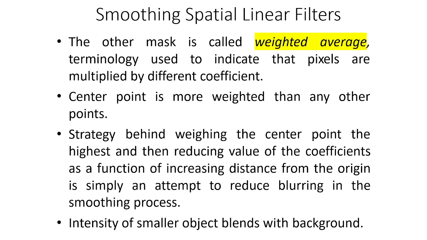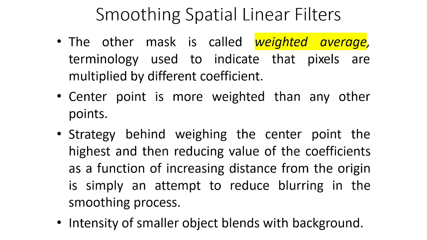So it is also a linear filter. If it is average, then we can call it a smoothening filter. Its pixels are multiplied by different coefficients, weighted, meaning multiplied by different coefficients. The center point will have more weightage than any other points. So we can call this a weighted averaging filter.